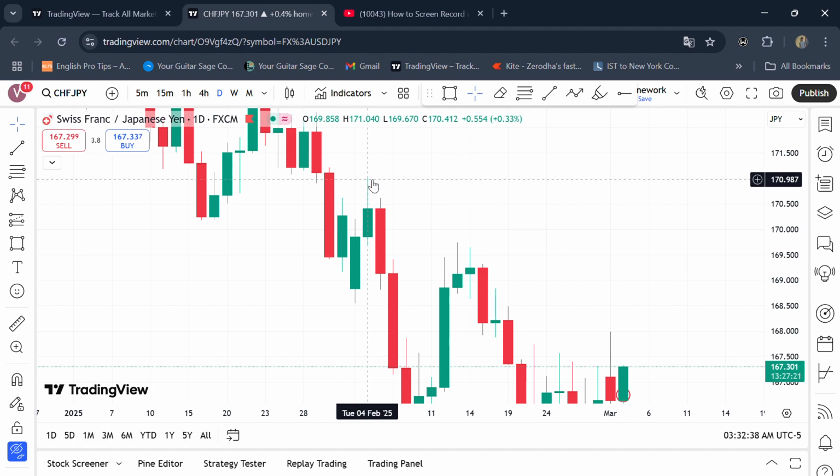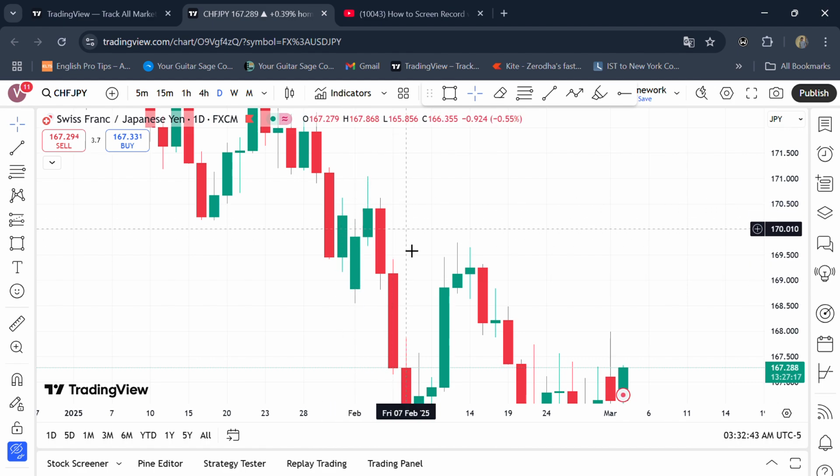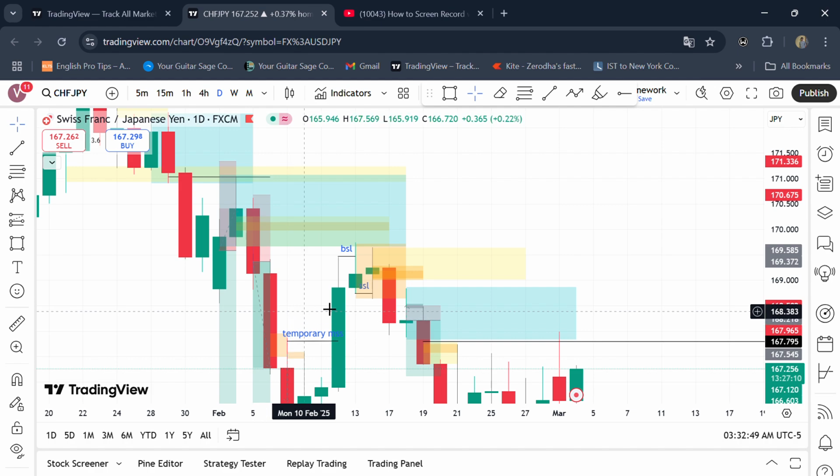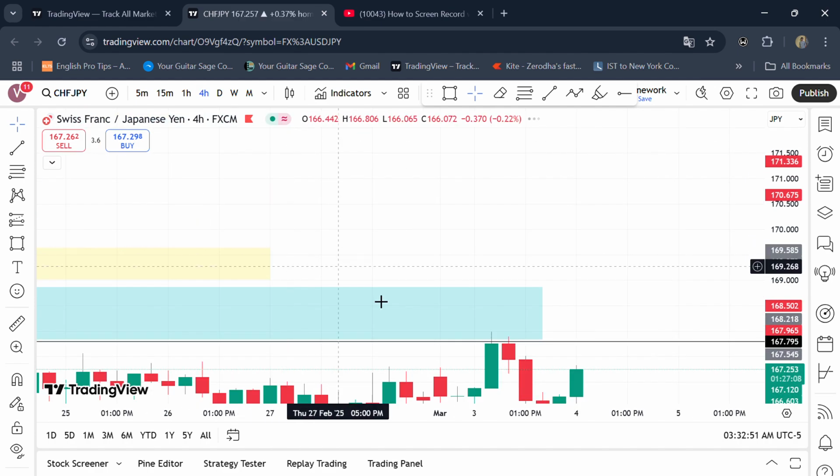This 1 day order block. It's also a green candle. So, advanced order block. Let's go to 4.